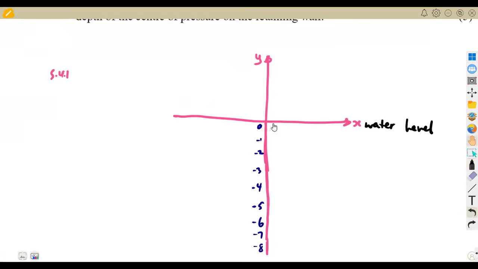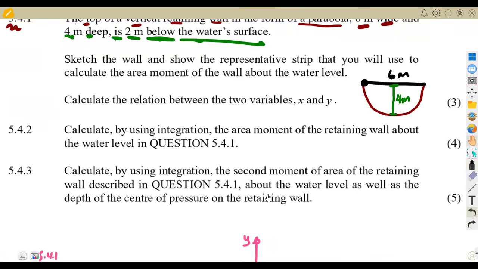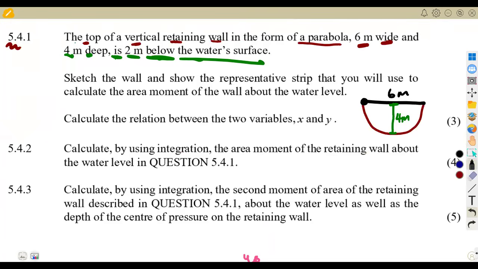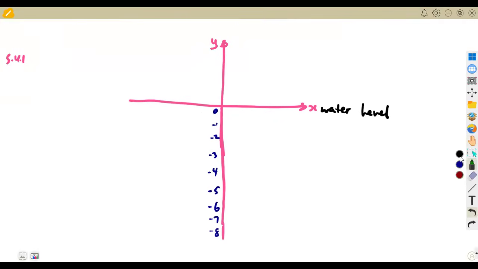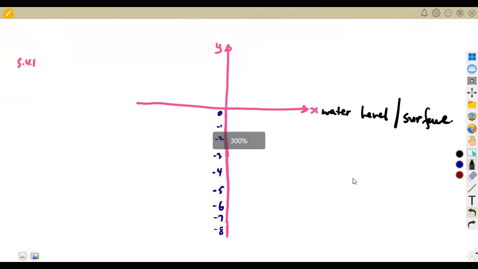Okay. Now let's understand here. They are saying all this that we have been reading about this tank that we had, it is 2 meters below the water surface, which I'm referring to as the water level. So we can just say this is a water level or water surface. According to what we are given there, they gave us surface, which is one and the same thing. Okay, no problem.